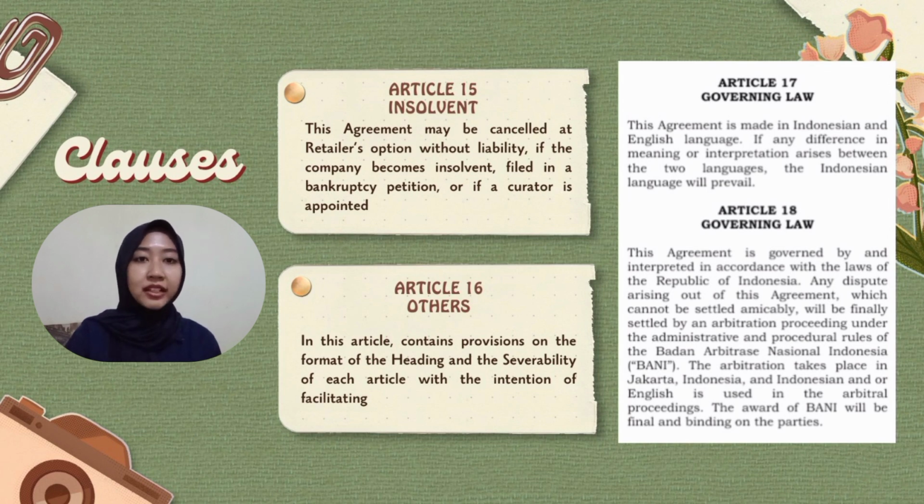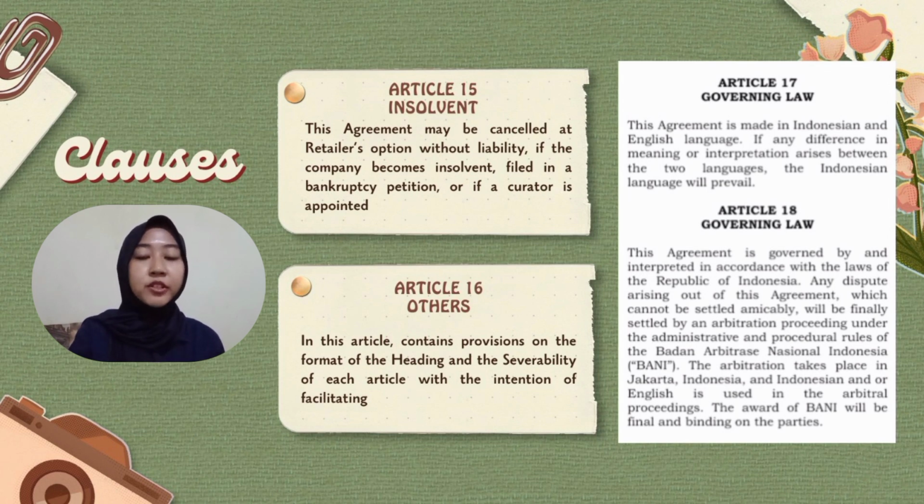This agreement may be cancelled at the retailer's option without liability if the company becomes insolvent, files a bankruptcy petition, or if a curator is appointed. Article 16 is about others. This article contains provisions on the format of the heading and the severability of each article with the intention of facilitating. Article 17 is governing law. This agreement is made in Indonesian and English language, so if any difference in meaning or interpretation arises between the two languages, the Indonesian language will prevail.